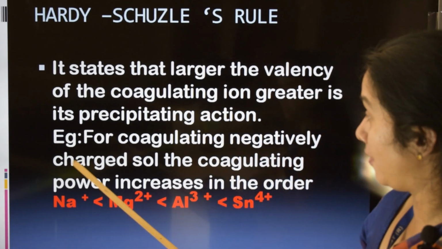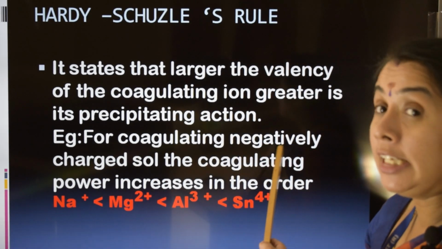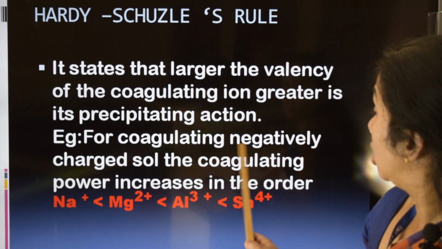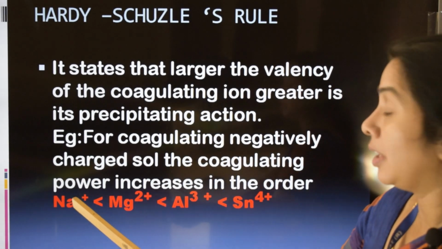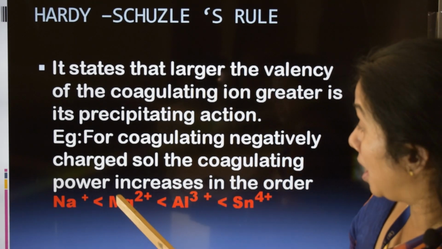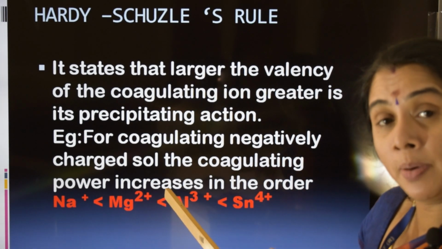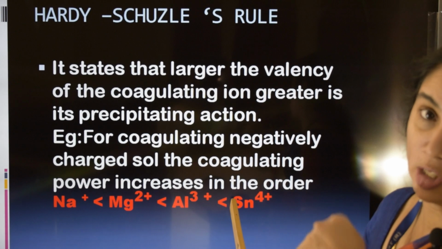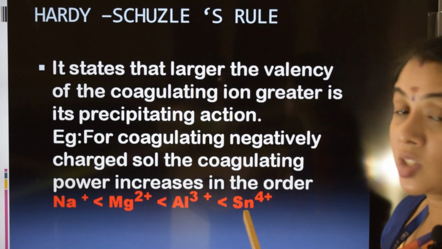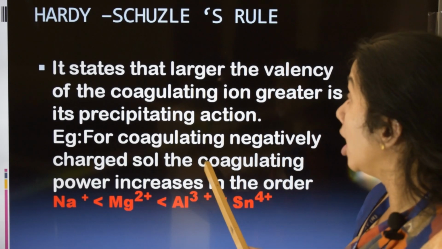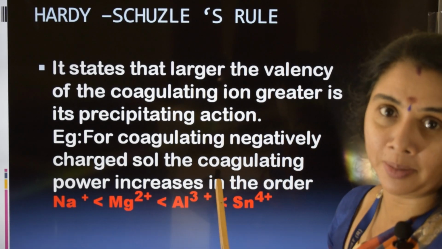For example, it is given here. For coagulating a negatively charged particle, the coagulating power increases in the order: sodium, Na plus, single charge; magnesium is double charge, aluminum is triple charge, and tin is 4 plus. So the 4 plus tin ion, or stannic ion, has a greater coagulating power.